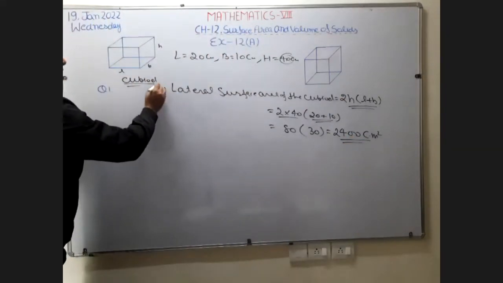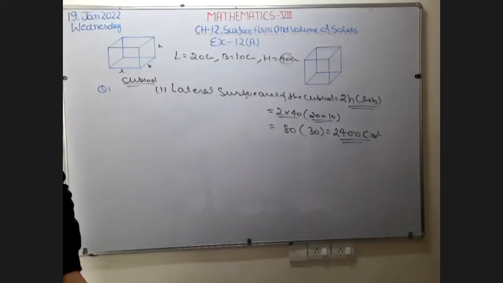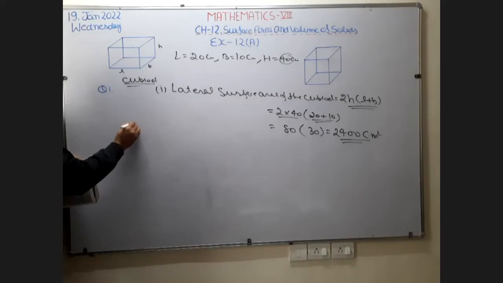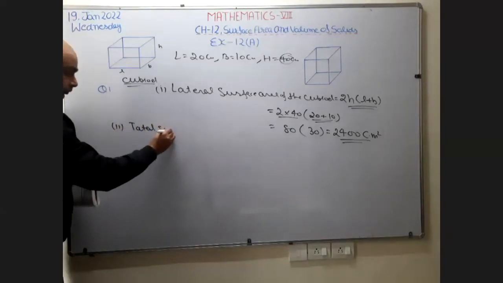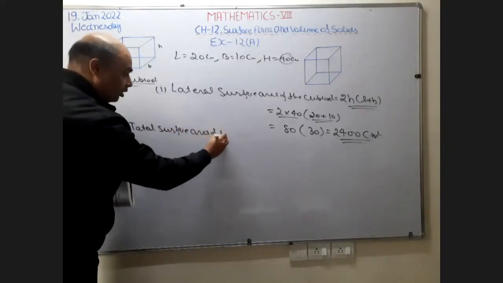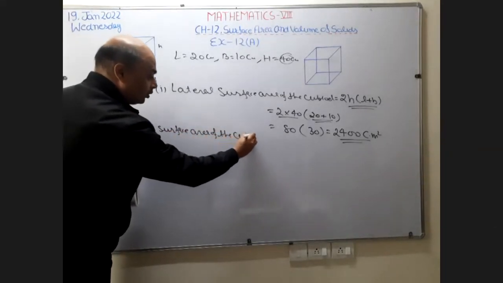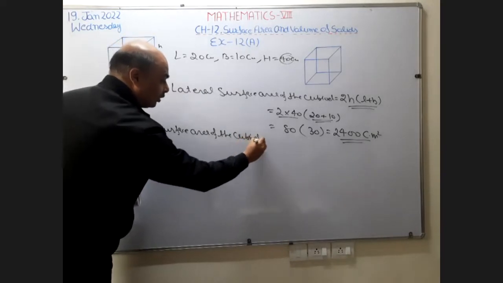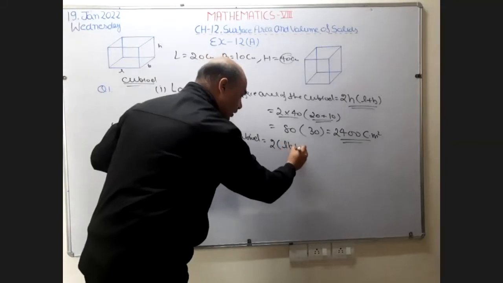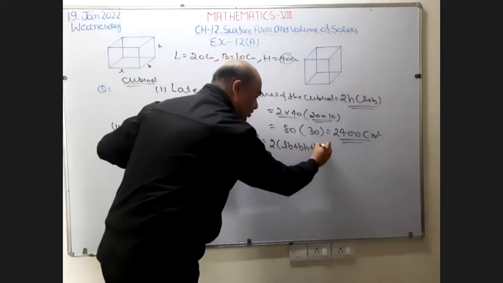After that, second part. So this is your first part. In the second part, what are we going to find? We're going to find the total surface area. So write down, this is your second part. Total surface area of the cuboid. So you have to write the formula first. The formula for total surface area is 2(LB + BH + HL).